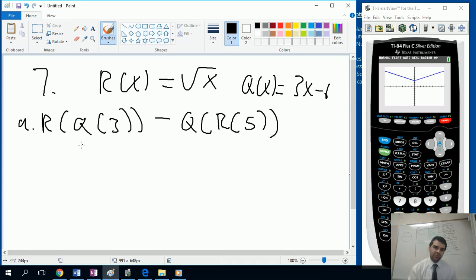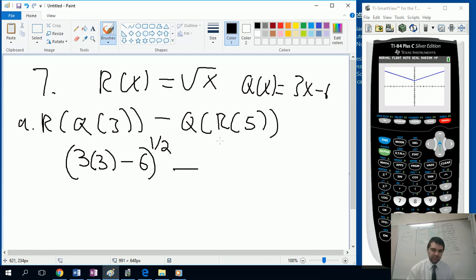So let's start plugging this in at the beginning. Q of 3 is going to be 3 times 3 minus 6. And that's going to be all a term in R, so we're taking the square root of that. I'm just going to raise that to the 1/2 power. Same thing as taking the square root, raising it to the 1/2 power. Something you got to know.